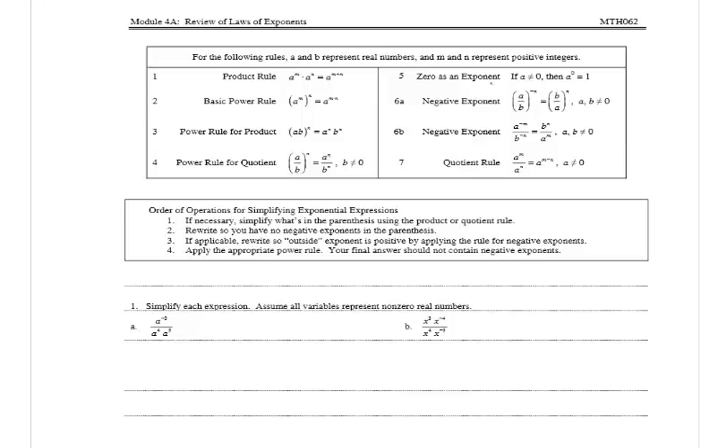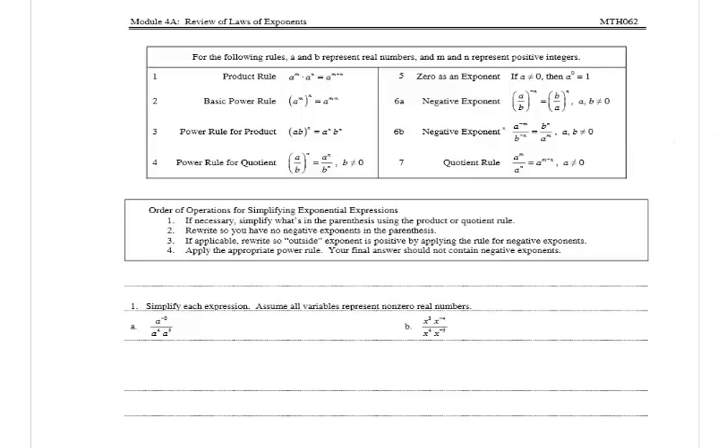0 as an exponent. If 0 is the exponent of any base, then it's equal to 1. Negative exponent. If we have a divided by b all raised to the negative n, that is equal to b divided by a raised to the n, as long as a and b are not equal to 0.